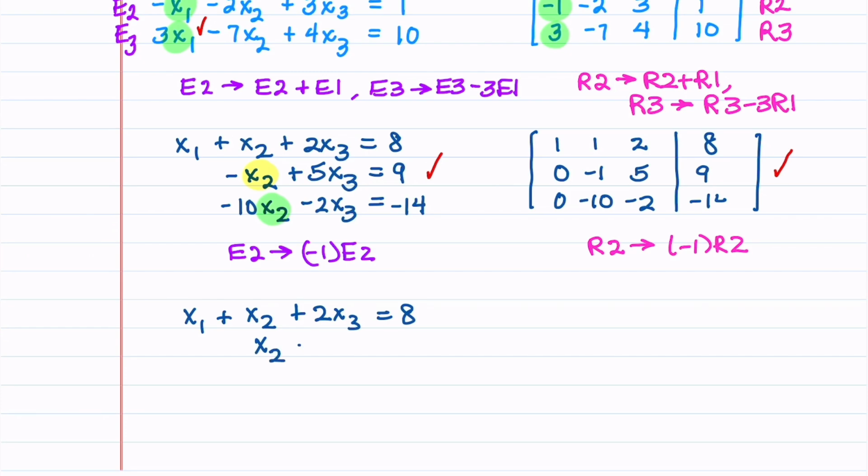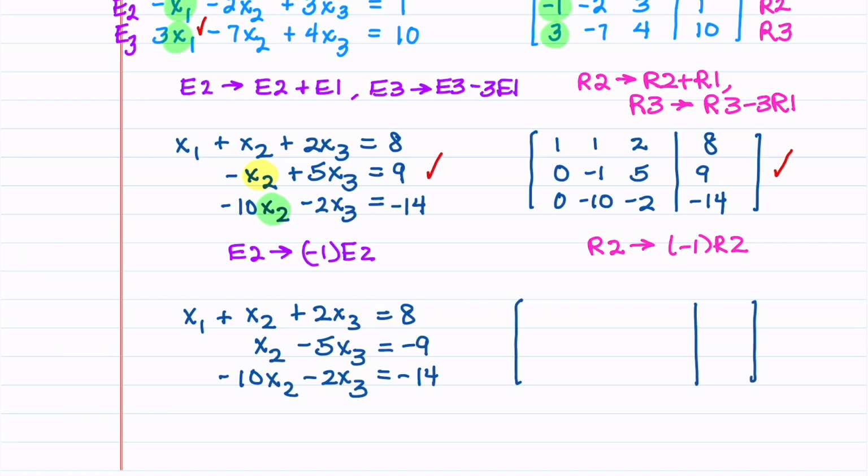We're going to multiply the negative by all 3 terms. That's often a mistake students make, is to not carry that negative all the way through. And then our augmented matrix is going to look like this. We're only changing row 2. So we have a 1, 1, 2, and an 8, a 0, 1, minus 5, minus 9, and then our third row is the same.